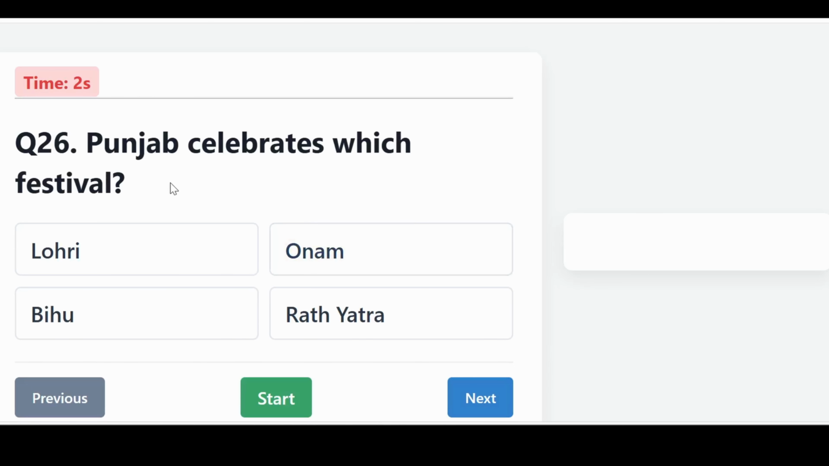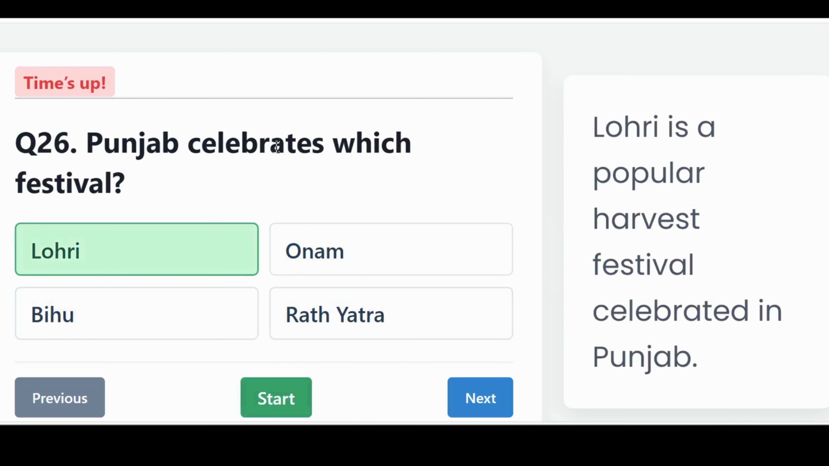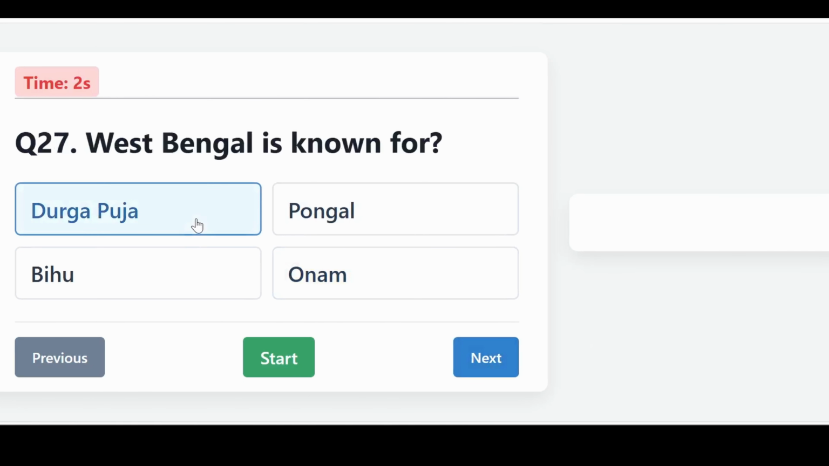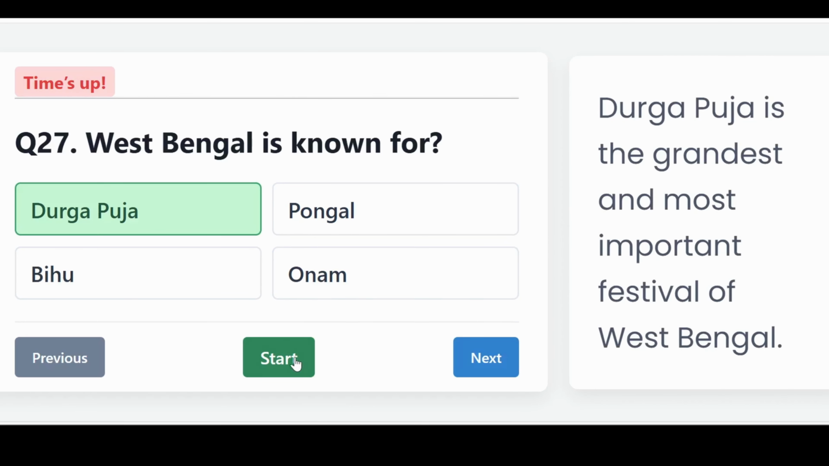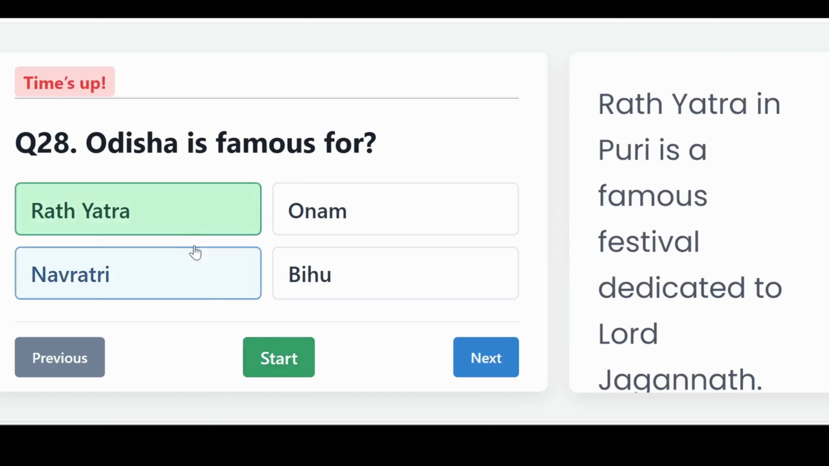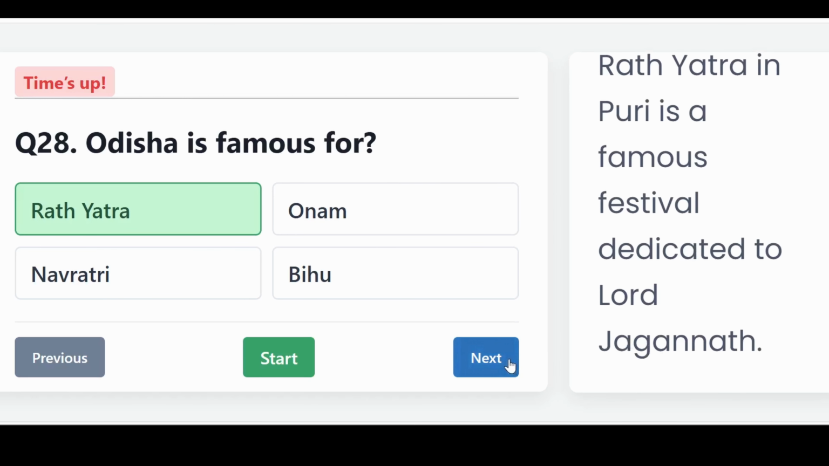Punjab celebrates which festival? Is it Lohri, Onam, Bihu, or Rath Yatra? The correct answer, Lohri. Lohri is a popular harvest festival celebrated in Punjab. West Bengal is known for, is it Durga Puja, Pongal, Bihu, or Onam? The correct answer, Durga Puja. It is the grandest and most important festival of West Bengal. Odisha is famous for, is it Rath Yatra, Onam, Navratri, or Bihu? The correct answer, Rath Yatra, is a famous festival dedicated to Lord Jagannath.